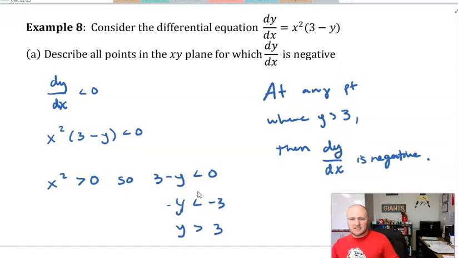All right, hey, that's going to do it for me. In this video, we went ahead and looked at possible applications of a differential equation. And in the next video, we'll talk about finding particular solutions.